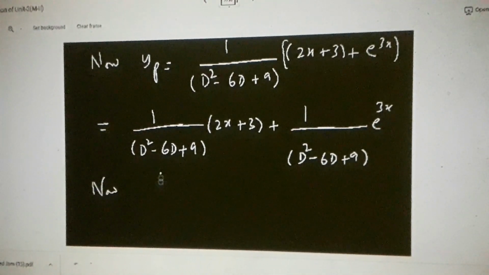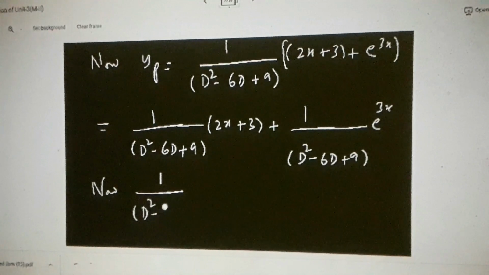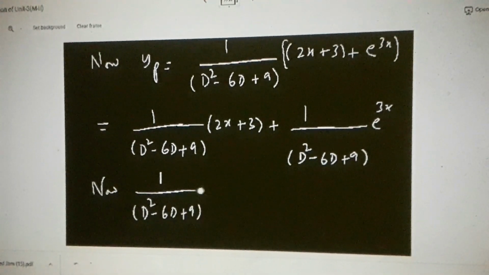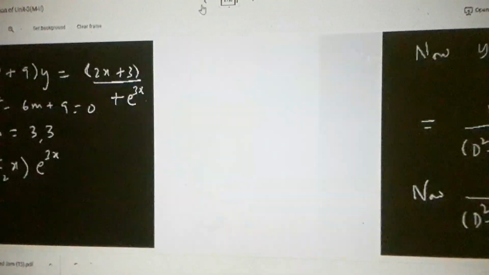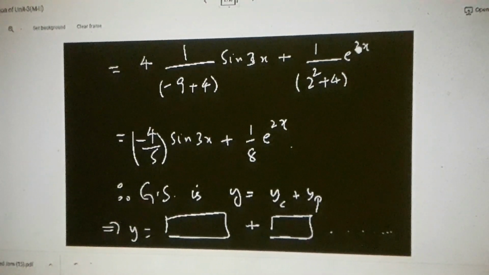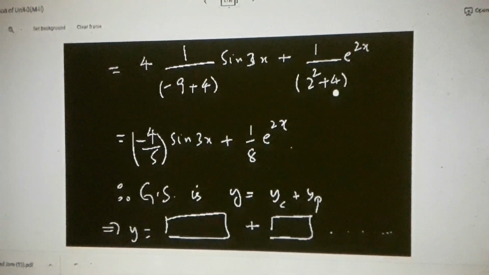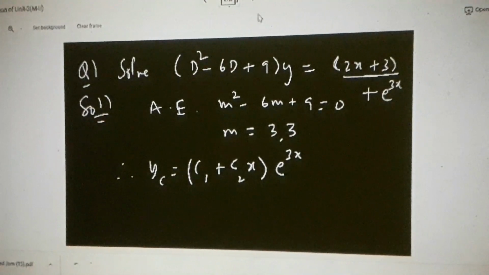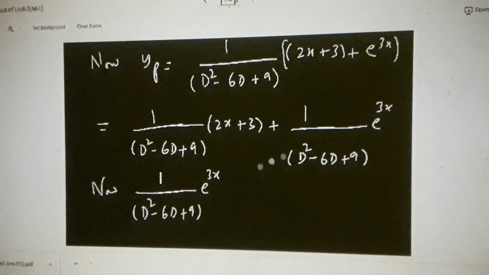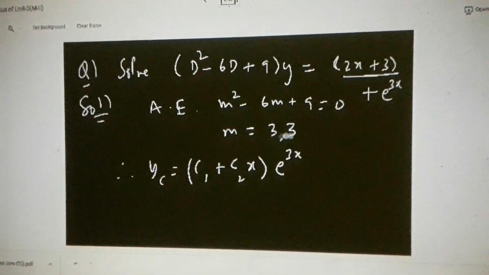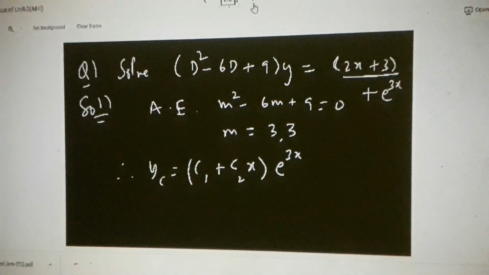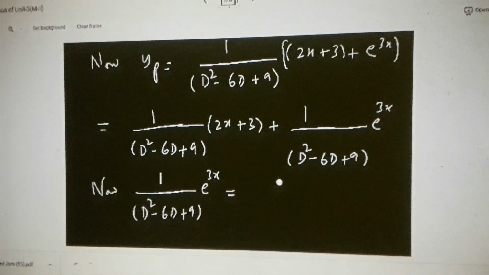Now 1 by d square minus 6d plus 9 of e to the power of 3x. I said earlier that when you have an exponential, just substitute that a in the place of d if it's a normal case where the denominator does not become 0. So we have done it. But here if you substitute that 3 in the place of d, it is going to become 0. Whenever an exponential comes, be careful, try to go and visit the roots before substitution and check it. Yeah, 3 is a root, therefore it will create a problem, and hence don't substitute and try to write it in the form of factors.